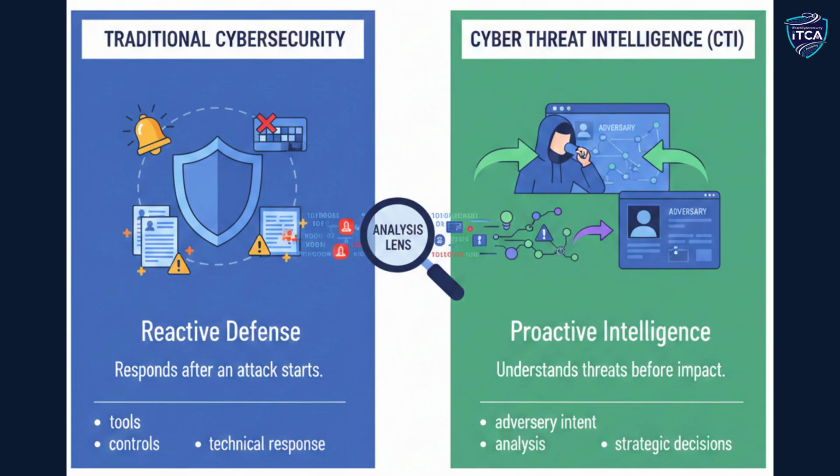To truly understand CTI, we must distinguish it from traditional cybersecurity. Traditional cybersecurity focuses heavily on tools and controls. It is often reactive, responding after an attack has already begun. It deals mostly with alerts, logs, and events, and its primary concern is technical defense. Cyber threat intelligence, on the other hand, focuses on adversaries and their intent. It is proactive, aiming to understand threats before they cause damage. It transforms alerts and events into analysis and insight, and it supports not just technical defense, but strategic decision-making. CTI does not replace traditional cybersecurity. It adds meaning and context to security data.